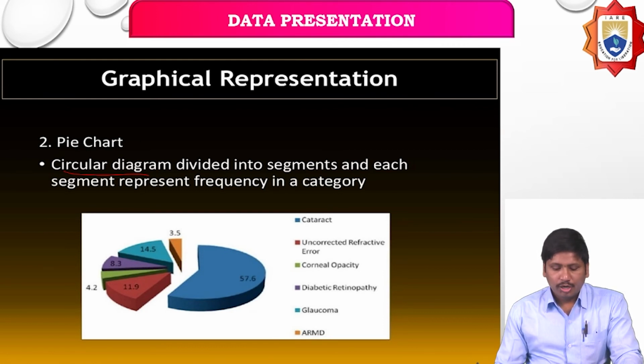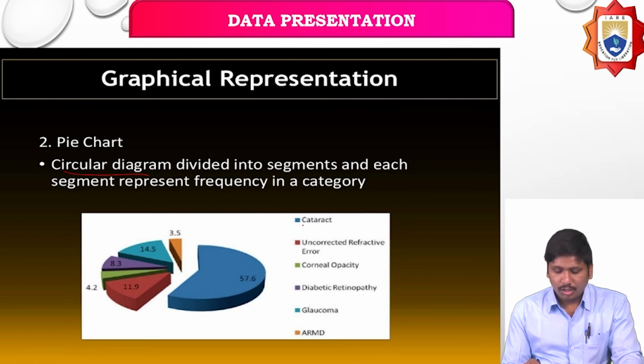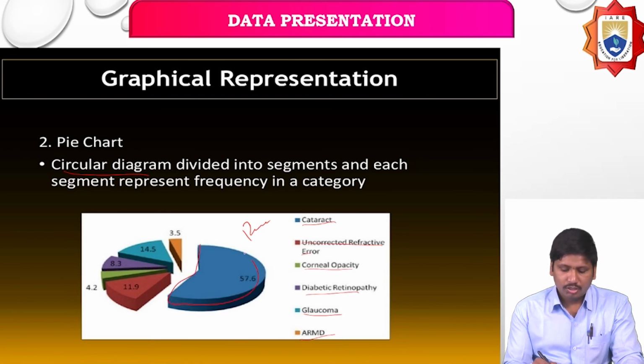Where each segment represents the frequency in the category, how much percentage I can represent. Suppose I want to represent cataract, uncorrected refractive error, corneal opacity, diabetic retinopathy, glaucoma, ARMD, and how much percentage the person is having. Then I have to represent it in the form of a pie chart, and it is divided into different segments. This is one segment, this is another segment, and this one is another segment. These values represent the percentage of that value.